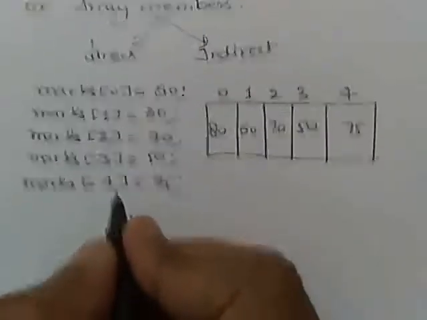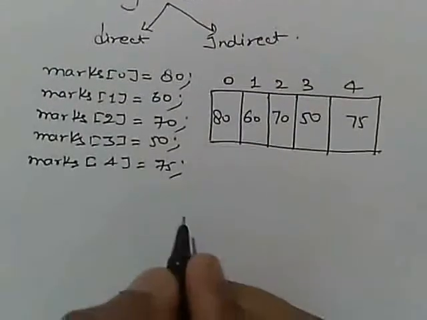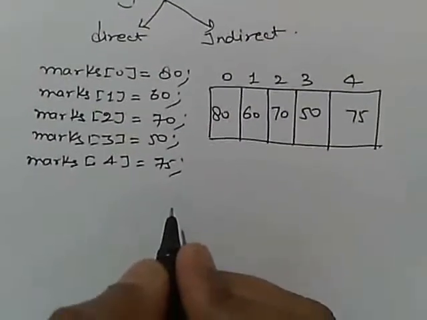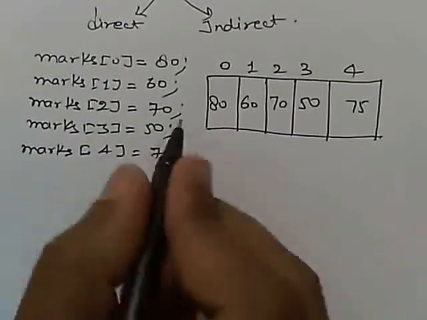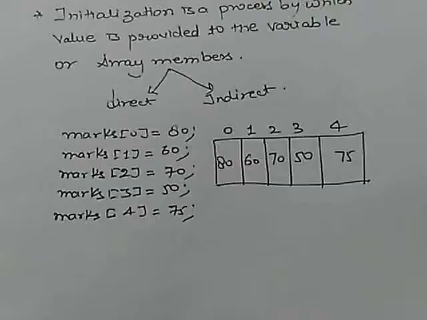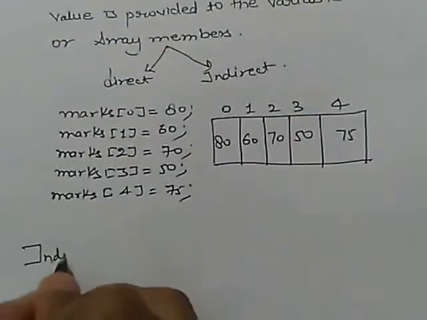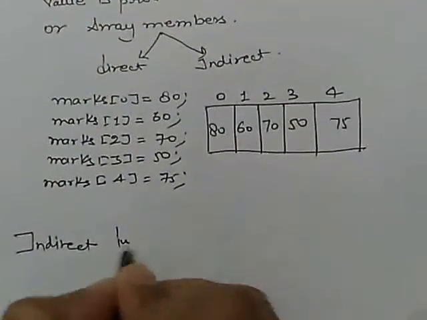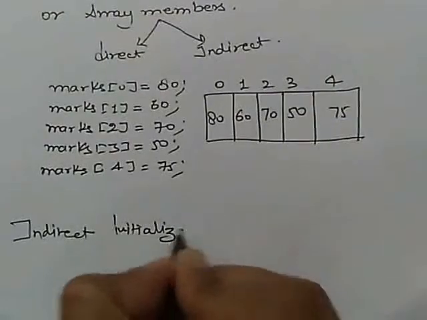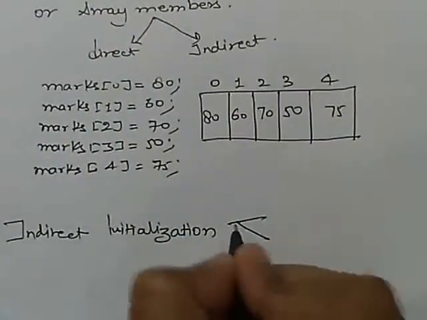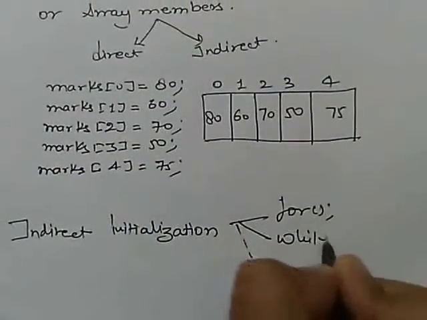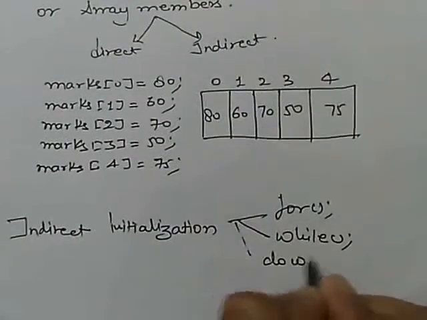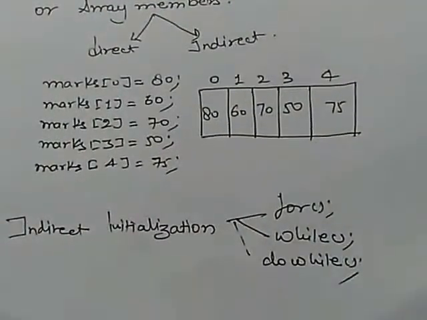Now let us take an example of C program. With the help of that we can understand the initialization of array in two modes. One is direct and another one is indirect. Now in indirect initialization we have to use loop. We can say that we will use for loop, we will use while loop, and we will use do while loop. So let us take a program.